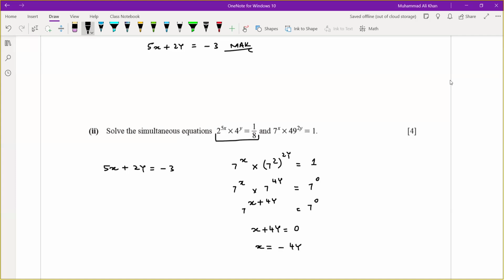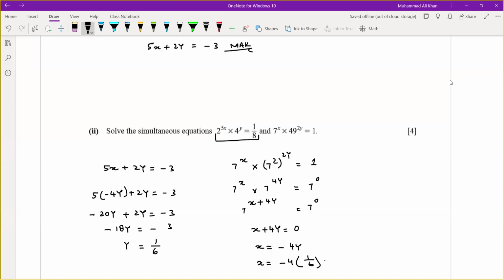I am replacing in equation 1. So it will be 5 times -4y plus 2y equals to -3. And this will be -20y plus 2y equals to -3. And this is -18y equals to -3. And the value of y is 3/18, which is 1/6. And the value of x is -4 times 1/6, which is equals to -2/3. Therefore, the coordinate is -2/3 and 1/6.